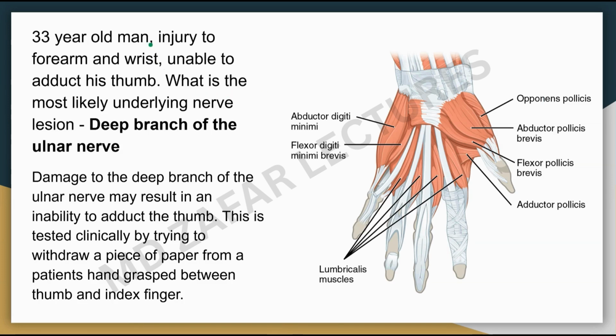So next up we have a 33-year-old man who injured his forearm and wrist. Now he is unable to adduct his thumb. So this is again the same concept which I have elaborated. So the answer would be the deep branch of the ulnar nerve. So I have added these diagrams to help you visualize in your revision so that you do not have to go to any other resource after you are done with your first read. So here we have the opponens pollicis, abductor pollicis brevis and flexor pollicis brevis. These are supplied by the median nerve and adductor pollicis being supplied by the ulnar nerve.